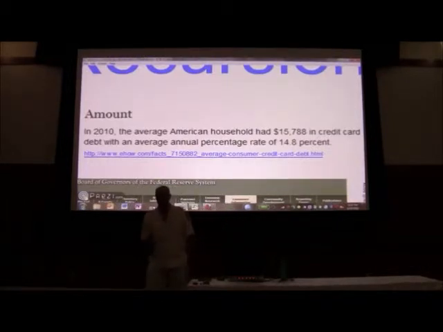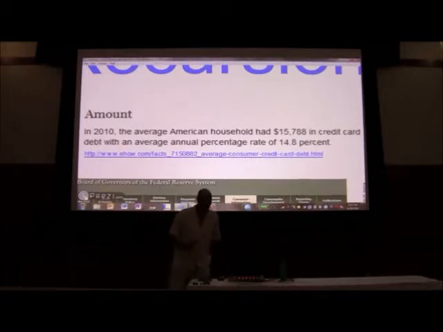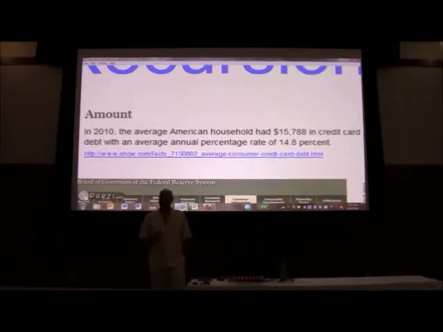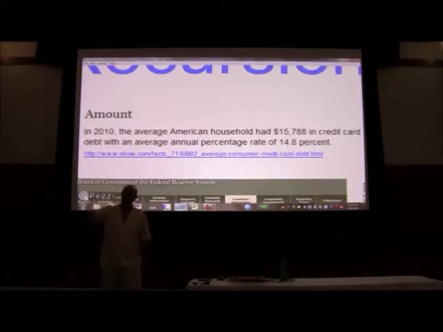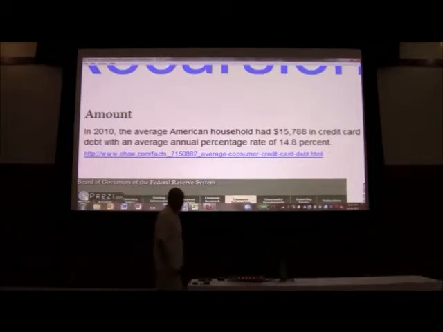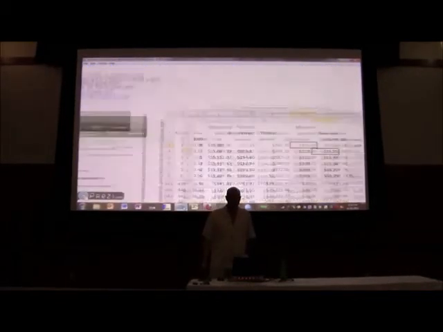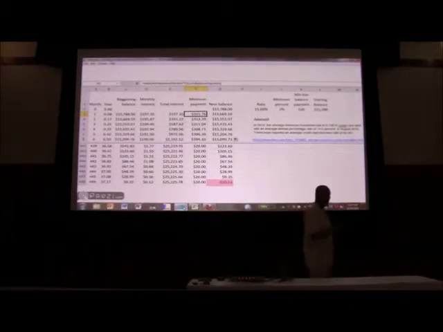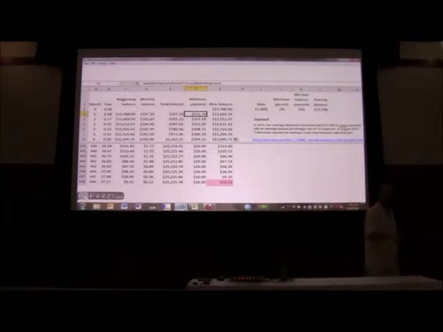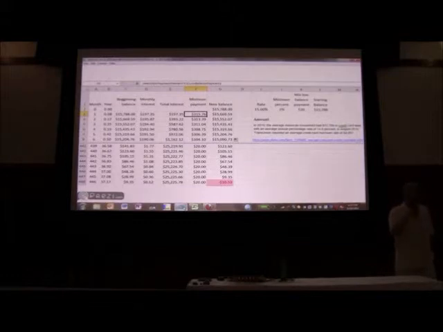And here's an example. In 2010, the average American household had $15,788 in credit card debt. And they were paying an average annual percentage rate of 14.8%. Now, if we can't get our own finances under control, how are we going to get the U.S. national debt under control? So what I have my students do is find out if you have that much credit card debt and you're paying that much interest rate and you're going to make the minimum payment, how long would it take you to pay off your credit card debt?